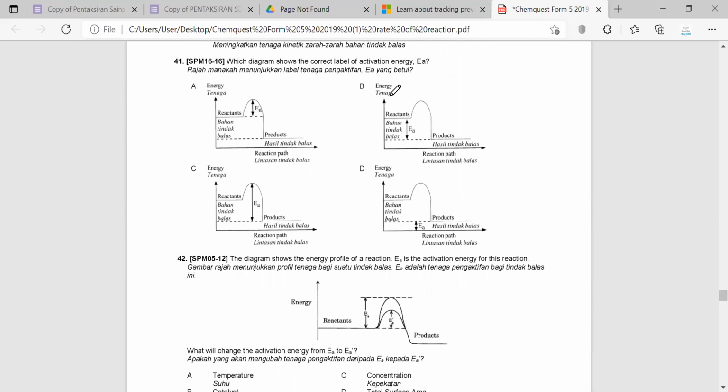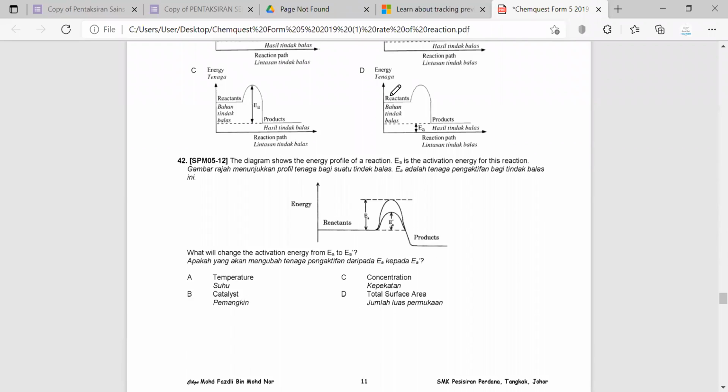Which one is my activation energy? Please write down on your paper. Activation energy must be from my reactant to the peak. Okay, reactant to the peak. Is it A? A, correct. Okay, reactant to the peak. Okay, very good. Yeah, 41, okay, 42.